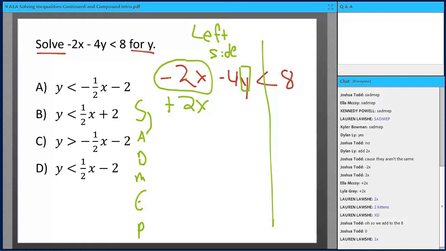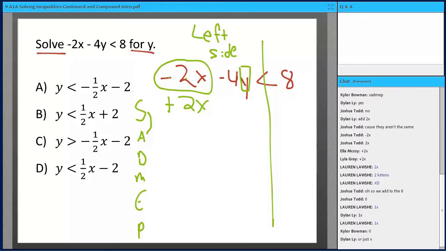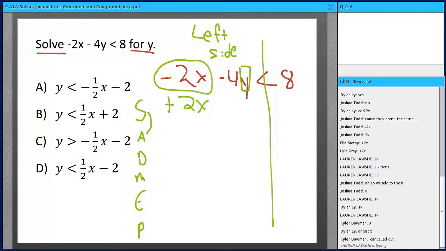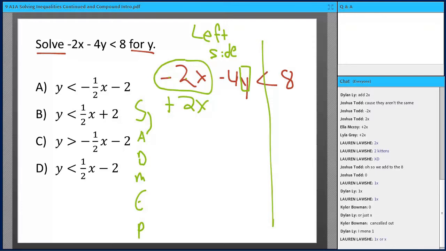Joshua, Lauren, which one is it? Is it 0x's? Is it 1x? If you have negative 2x's combined with 2x's, ooh, good question. Is it 1x? Is it 0x's? Just x? Let's take a look at that real quickly because this is kind of important.